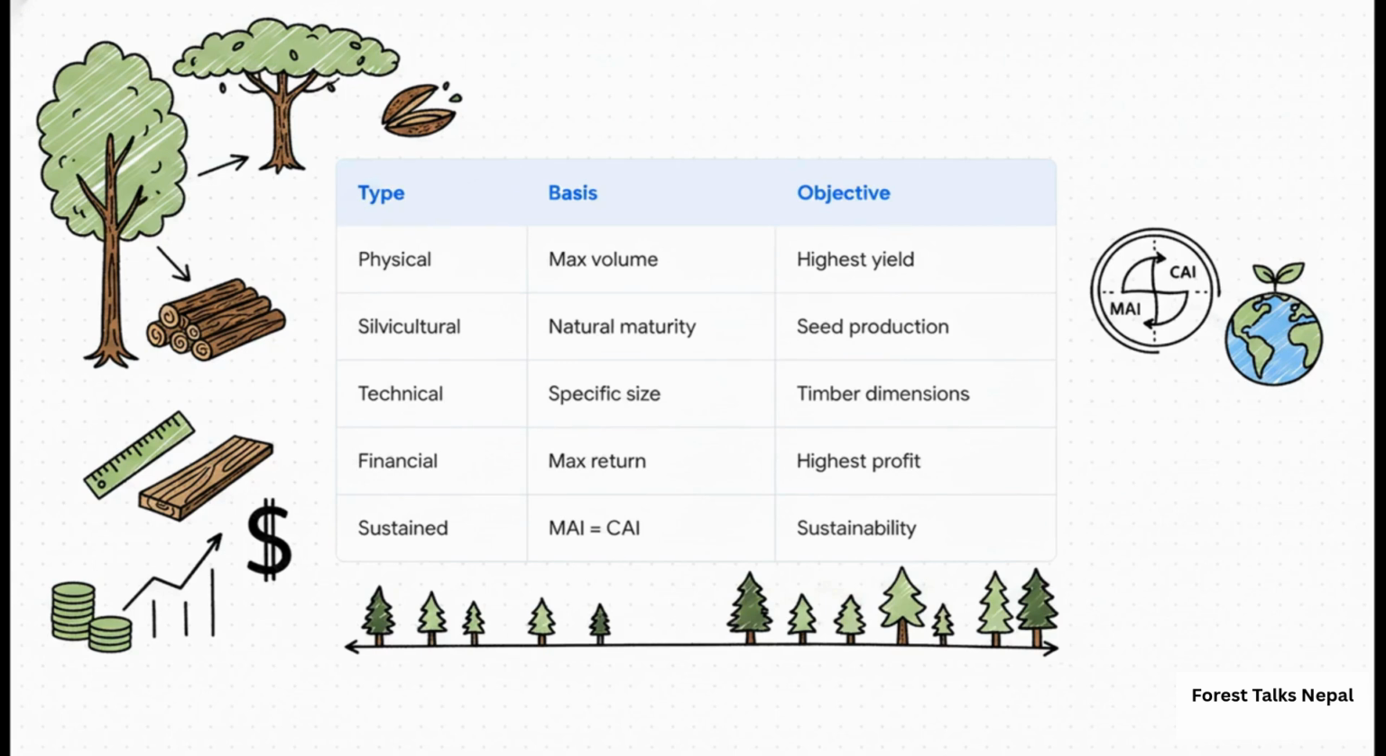You've got your type of rotation, the basis, meaning the underlying logic behind the choice, and the ultimate objective. Depending on which of these 5 paths you choose, physical, silvicultural, technical, financial, or sustained yield, the lifespan of your forest is going to look completely different. Let's break these down to really see what drives these major decisions.